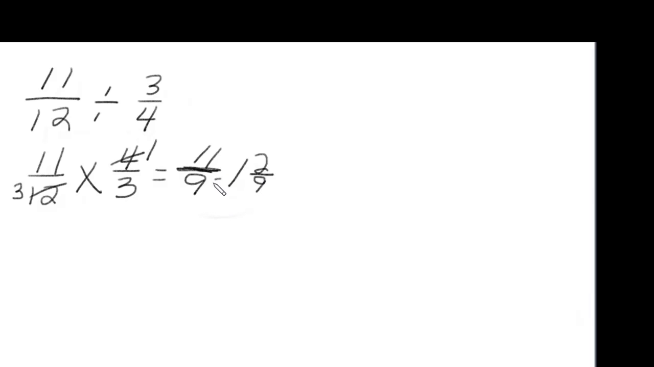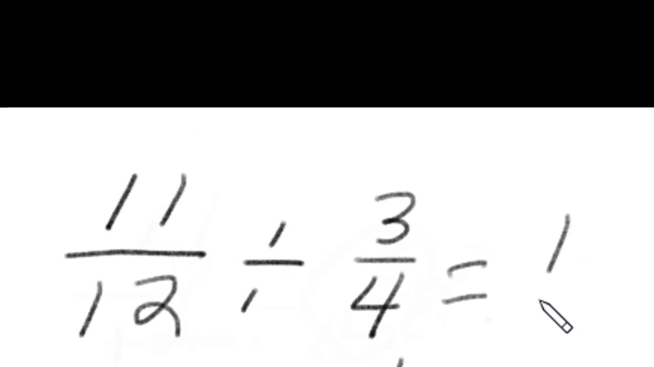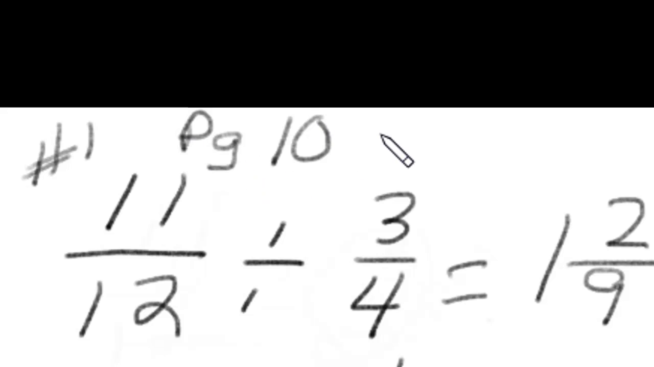So the answer to the problem for number 1 is 1 2/9. 11 twelfths divided by 3/4 is 1 2/9. And this is number 1 on page 109.